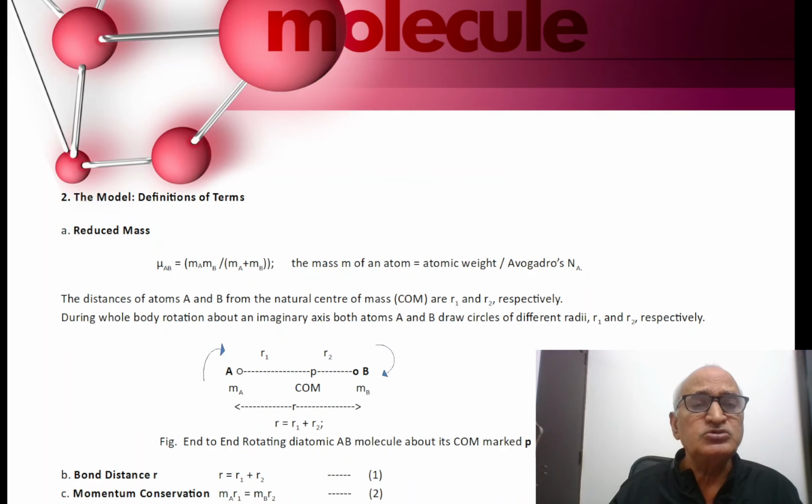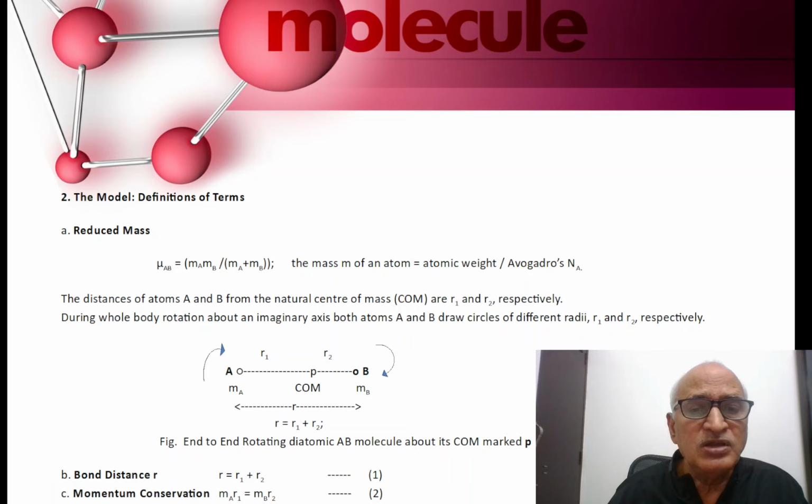Here, I have shown the model and defined some important terms. See, there are two atoms A and B. The distance between A and B, that is bond distance, is R. P is the center of gravity or center of mass. The distance of atom A from center of gravity is shown as R1. The distance of atom B from center of gravity is shown as R2. R1 plus R2 gives the bond distance R, which is shown below.